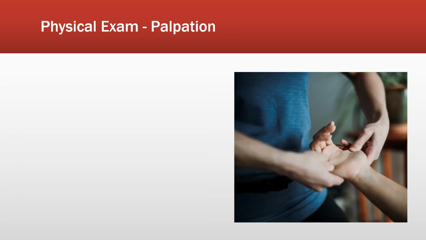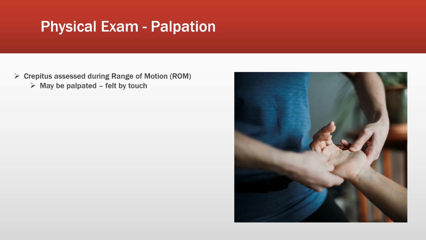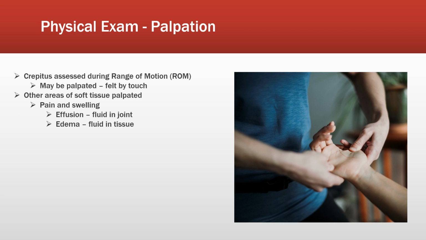While assessing the patient's joints during movement for range of motion testing, abbreviated ROM, the provider will be listening for a sound of grinding, grating, or crunching called crepitus. Crepitus may also be palpated. Other areas of soft tissue will also be palpated by the provider to assess for pain and swelling. Swelling due to fluid inside of a joint is called effusion, whereas fluid in the soft tissue is edema.